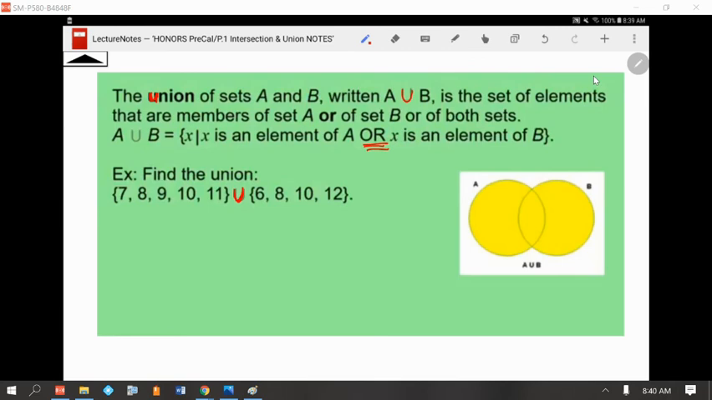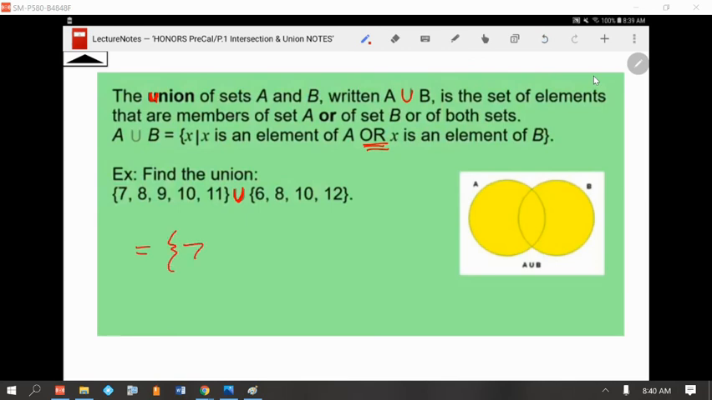Notice the sets 7, 8, 9, 10, 11, and 6, 8, 10, 12. What do they both have? Not what they have in common, but what do they both have? They have everything there together. So to write out the union, you just write out all the numbers that there are, and you only have to write them out one time.